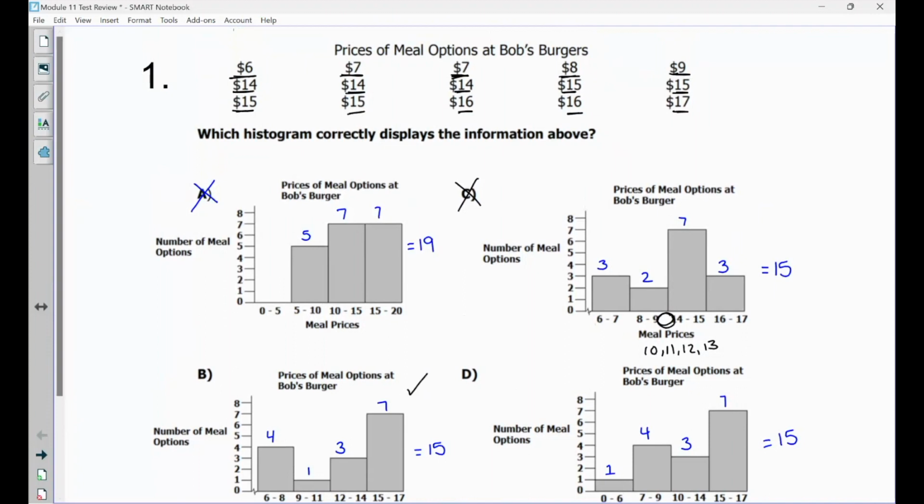Now, from 0 to 6, we have 1. 7 to 9, we've got 1, 2, 3, 4. 10 to 14, 1, 2, 3. And 15 to 17, 1, 2, 3, 4, 5, 6, 7. This one also looks good.